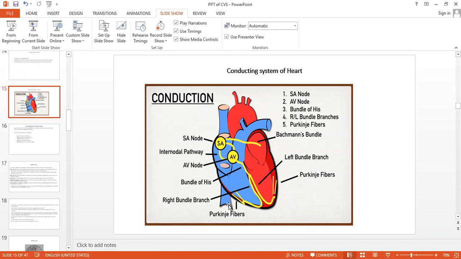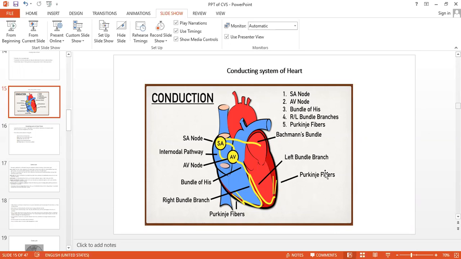The heart works continuously, at 70 to 72 beats per minute, and one beat throws 70 ml. According to that calculation, it is 5 liters of blood per minute. This is overall the conduction system of the heart.